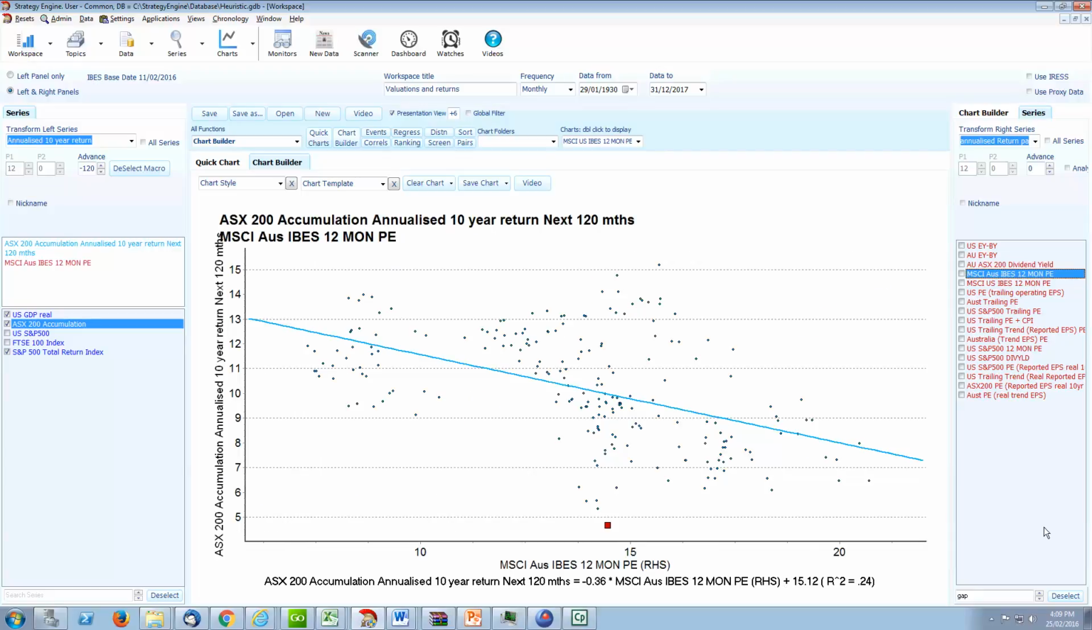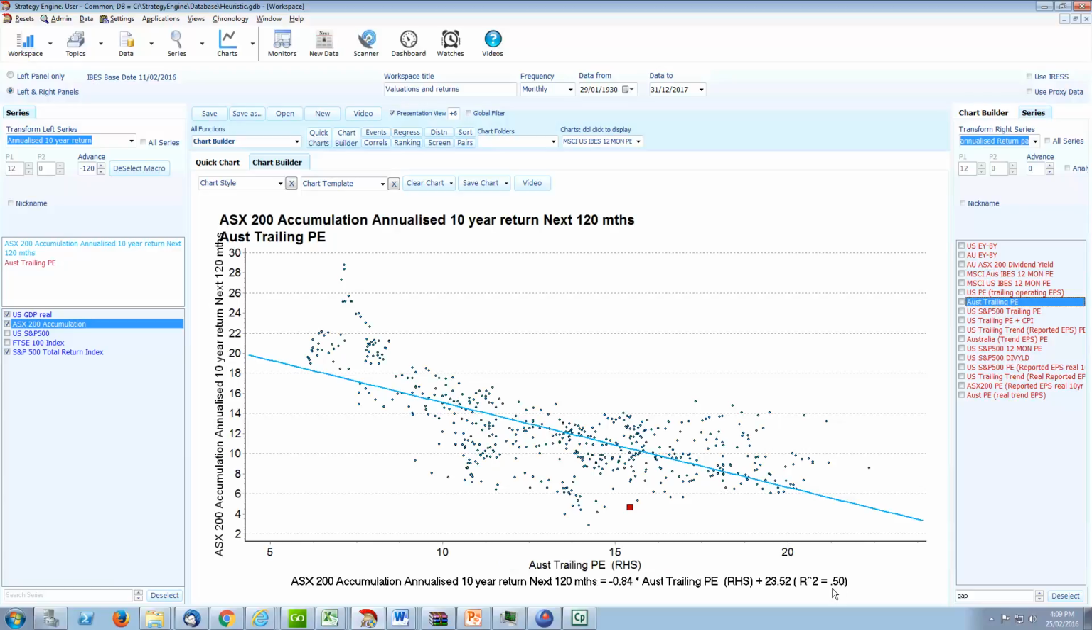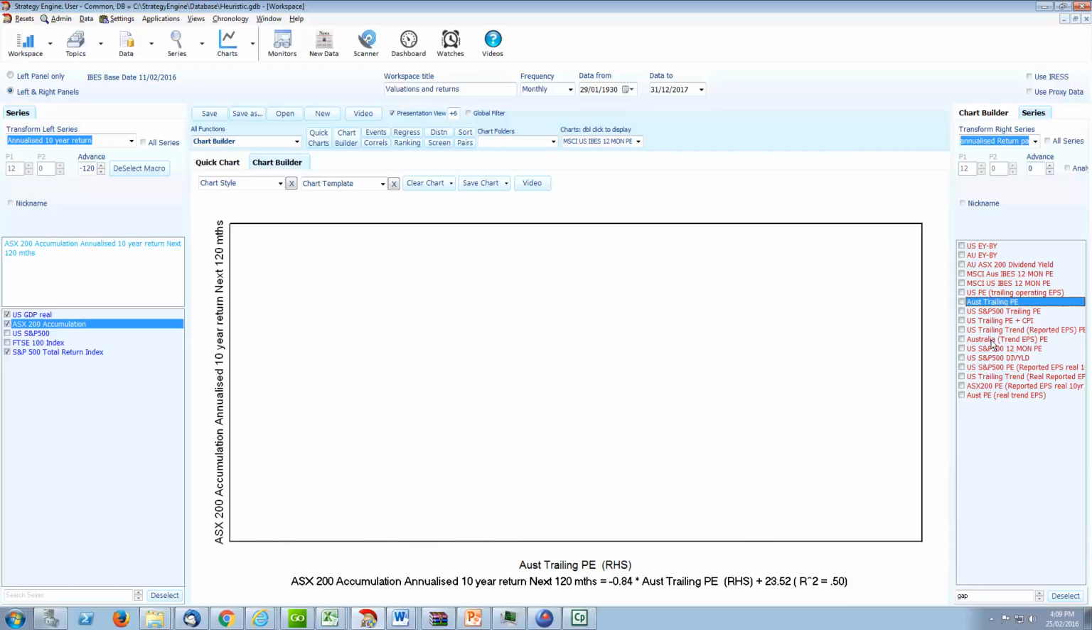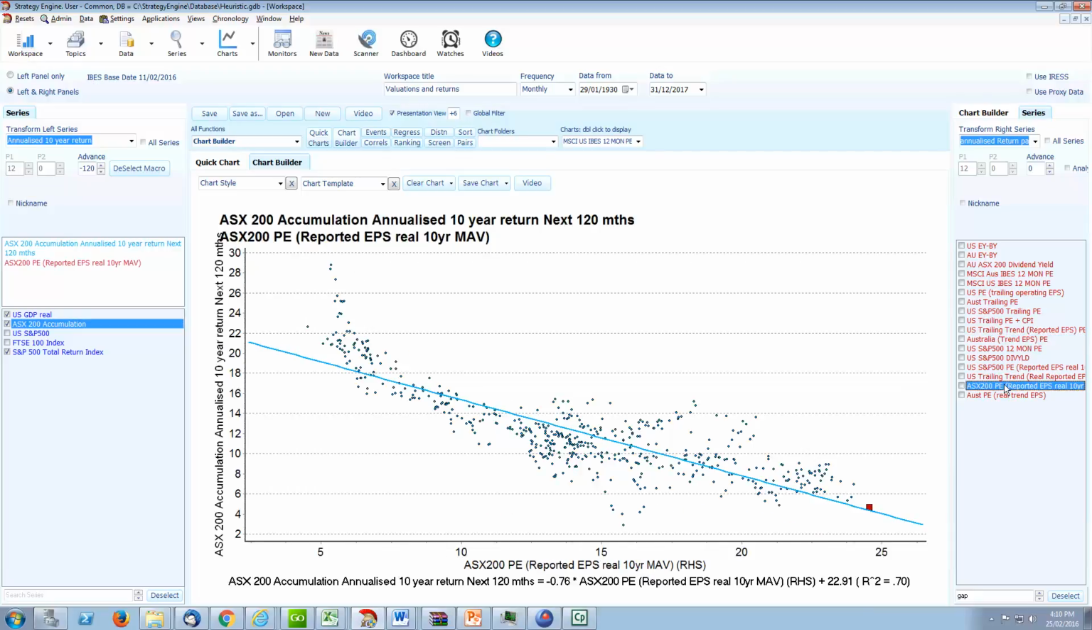The forward PE for Australia, not nearly as strong as in the US case. Trailing PE, we get an R squared of about 0.5, so it does have reasonable information content there. And as we saw in the chart earlier on, we can use trend EPS PE or a CAPE or a Shiller PE. This is the trend number. So trend earnings produces an R squared of about 0.55, and then finally a Shiller PE, and you can see there that it jumps up to quite a high level of 0.7. So a strong relationship between Shiller or trailing trend PEs and subsequent returns over the next 10 years.